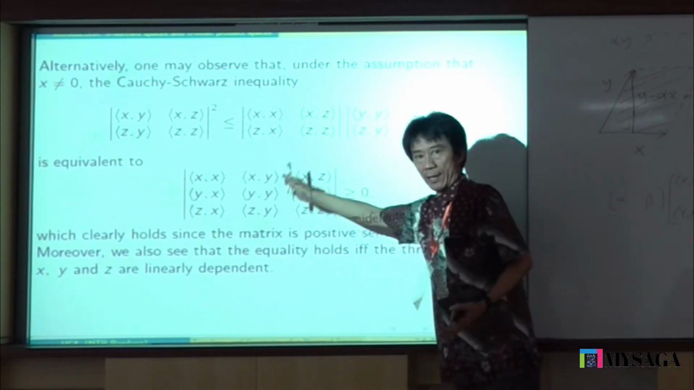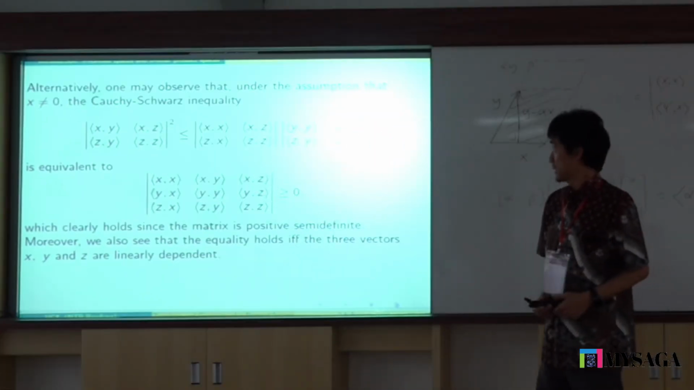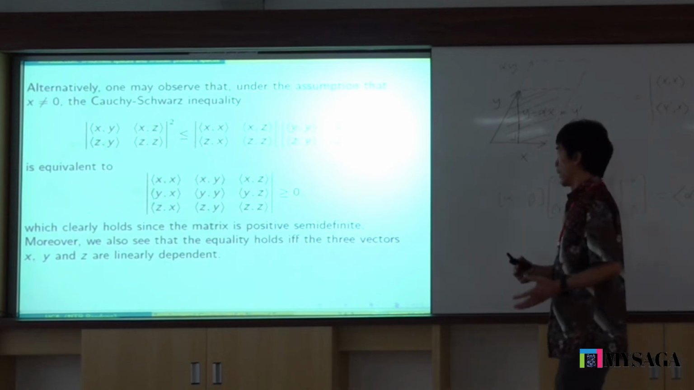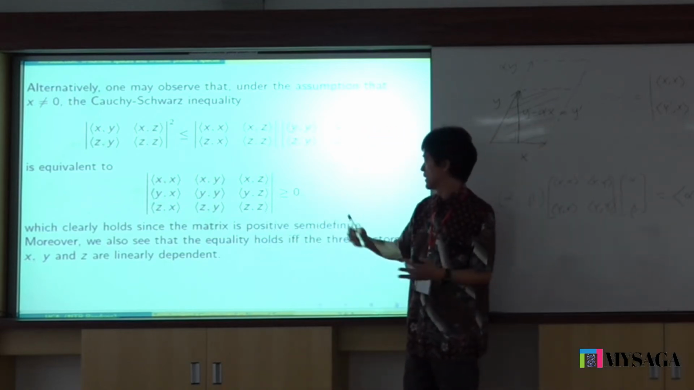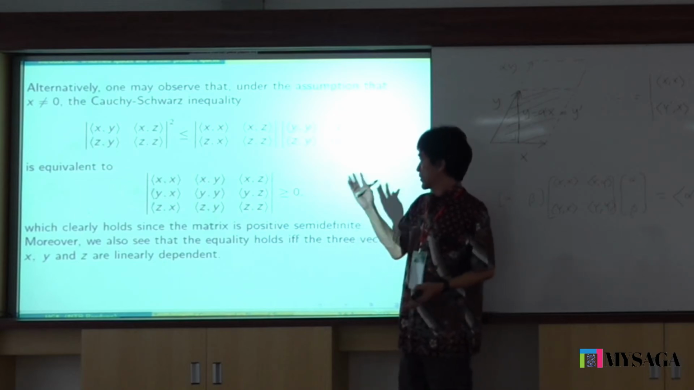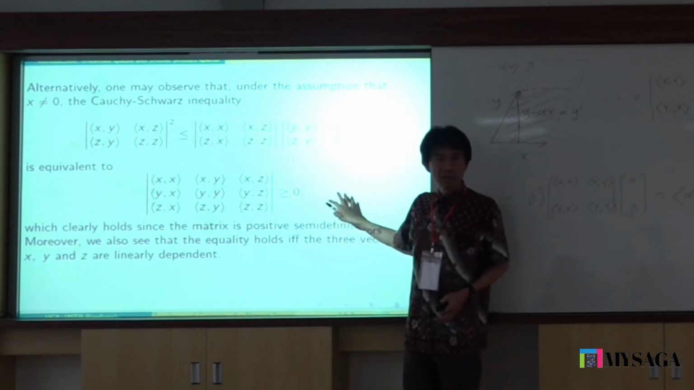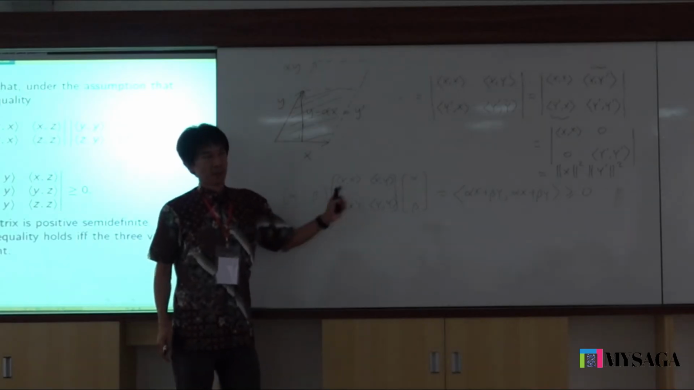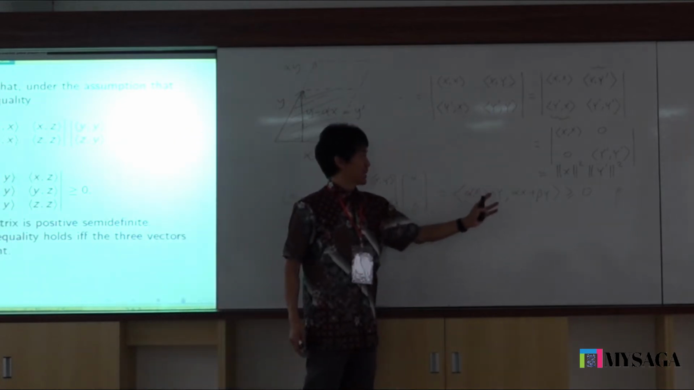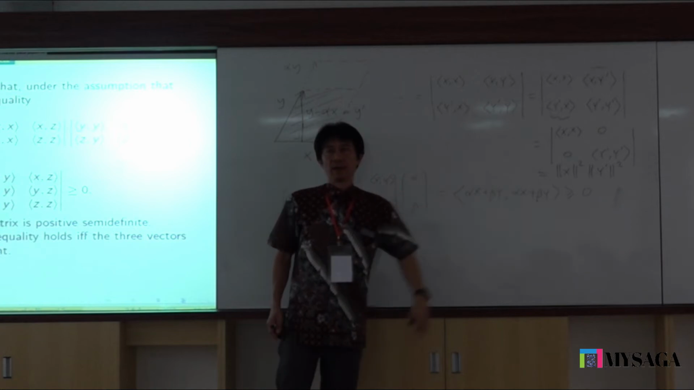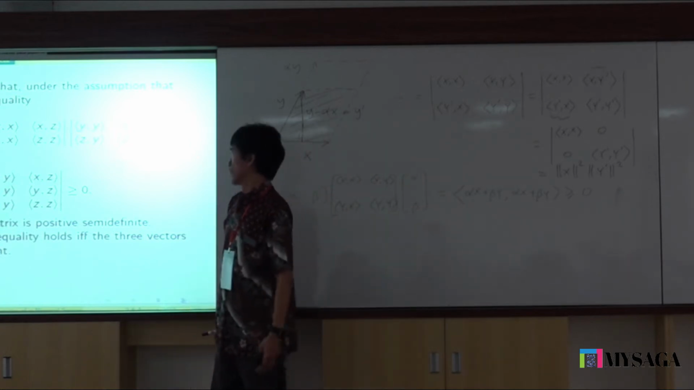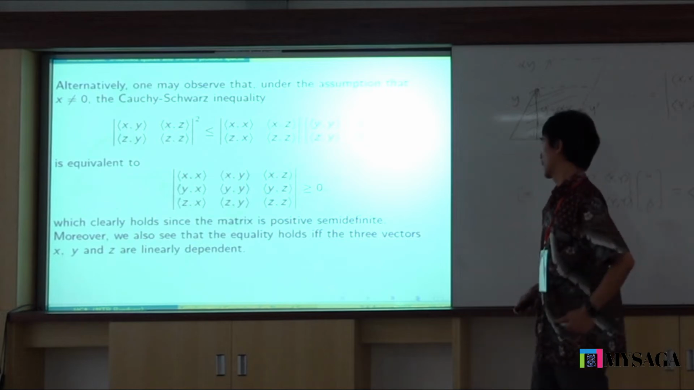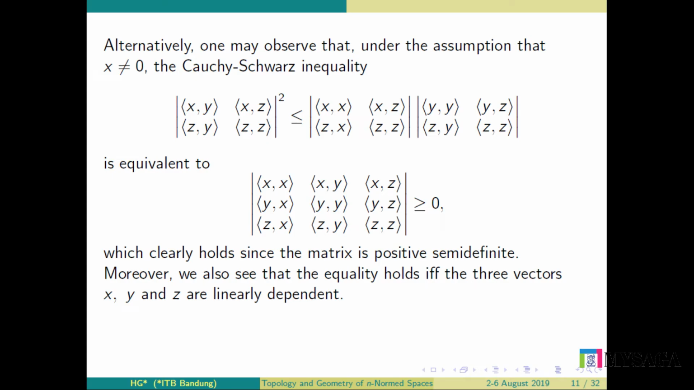So we have now a determinant of a 3 by 3 matrix whose entries are inner products of x, y, and z. All combinations: x and x, x and y, x and z, y and x, and so on. Which again clearly holds because the matrix is positive semi-definite. You do the same thing here, then you get alpha x plus beta y plus gamma z, inner product with itself, which is of course non-negative. And we see also that the equality holds if and only if the three vectors are linearly dependent.